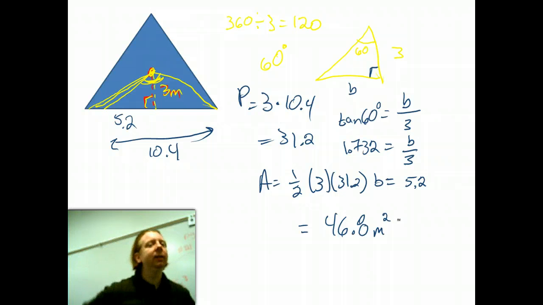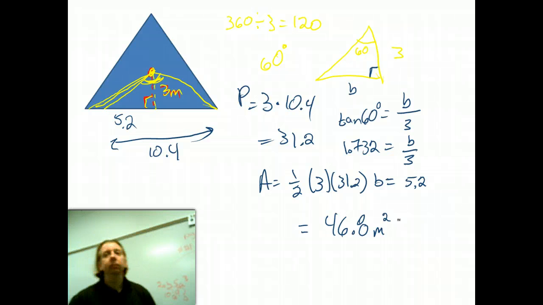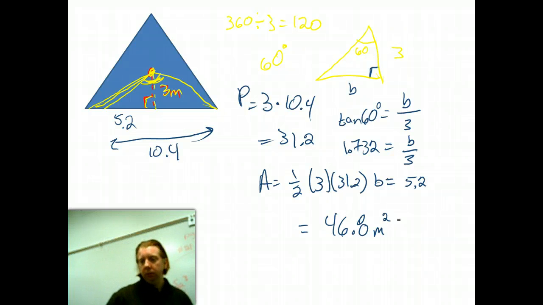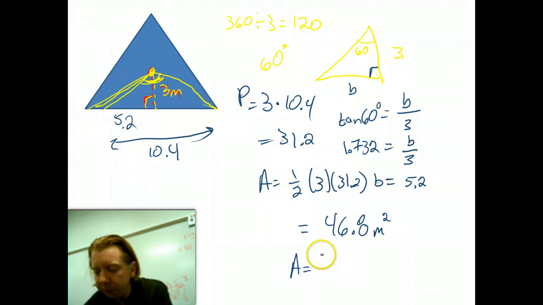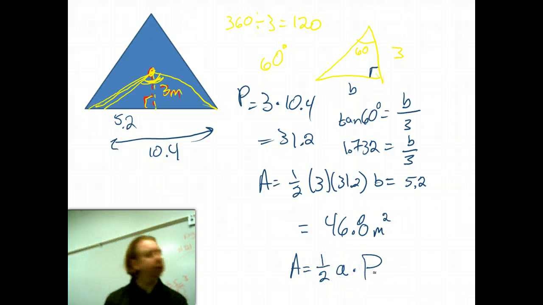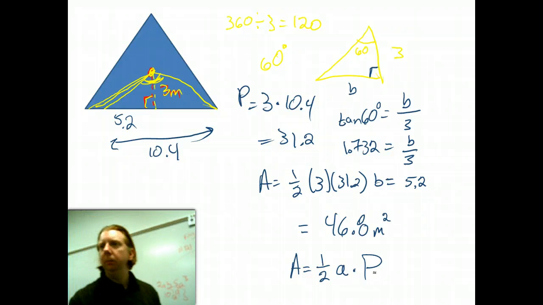Yeah? Is it okay if you use tangent angle at 30 degrees? As long as you flip the 3 and the B, yeah. Yeah, that's fine. Why did you area equals half of 3? The formula for the apothem is... the area of a regular polygon is 1/2 apothem times perimeter. Good to go? Yeah. Okay, cool.